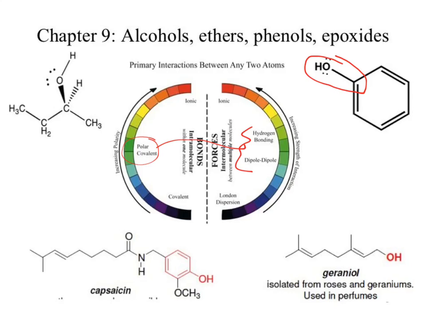Two more fun random examples at the bottom. You've got capsaicin as a phenol, and then you've got geraniol as an alcohol. So nice scents that we could play around with, or just hot, spicy things.